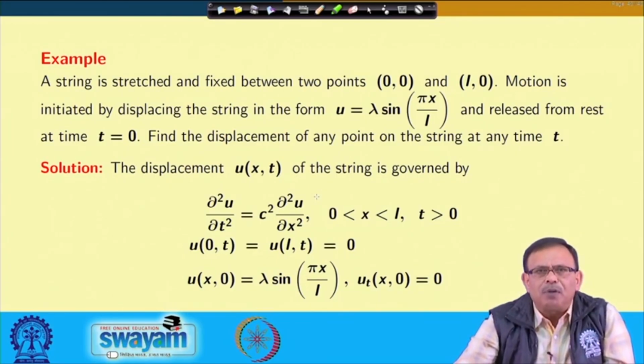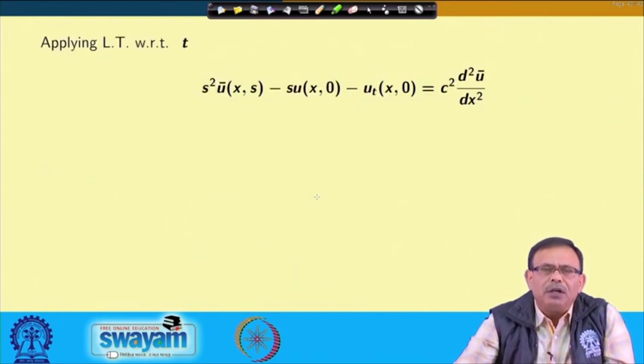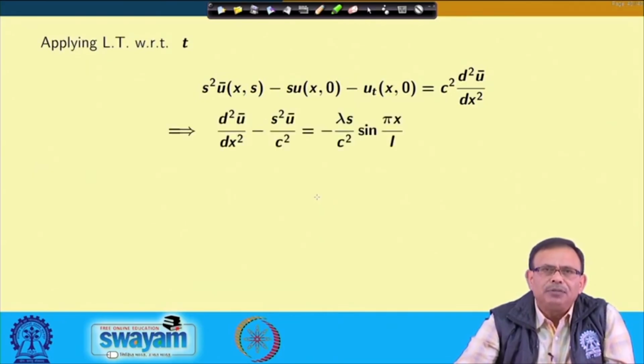So, the formulation of the problem suggests that I should better use the Laplace transform, and that too with respect to t, because t's range is from 0 to infinity, whereas x lies between 0 to L, so I cannot use x. Therefore, taking the Laplace transform on the given equation like earlier problems, I am getting the second order ODE d square u bar by dx square minus s square by c square u bar equals minus lambda s by c square sin(pi x by L).